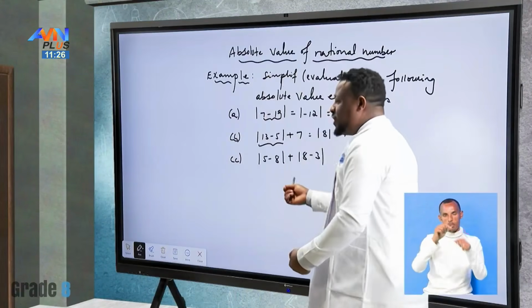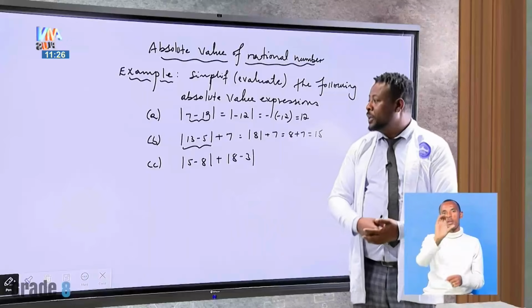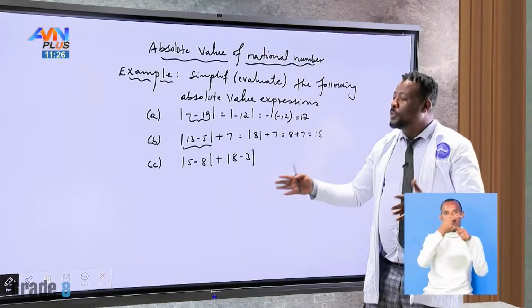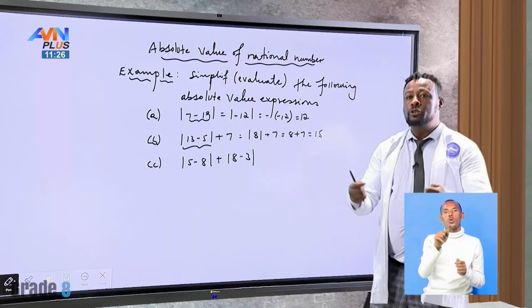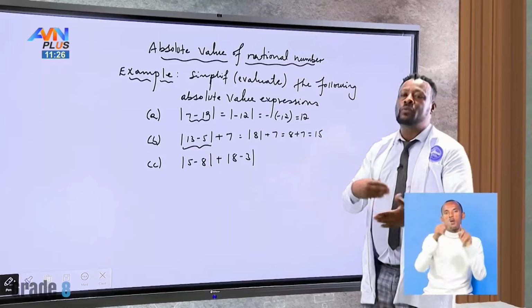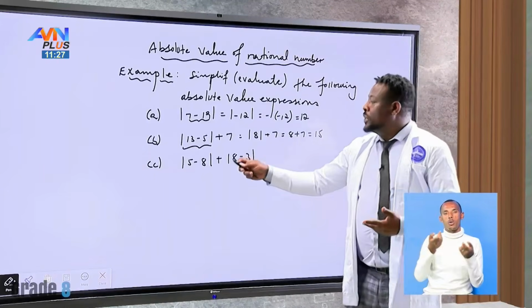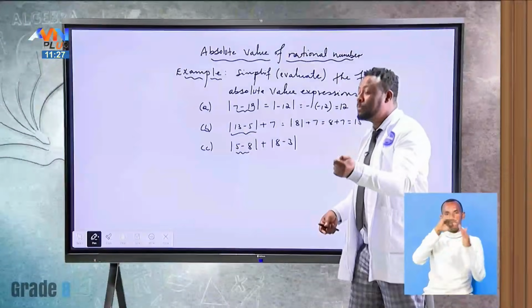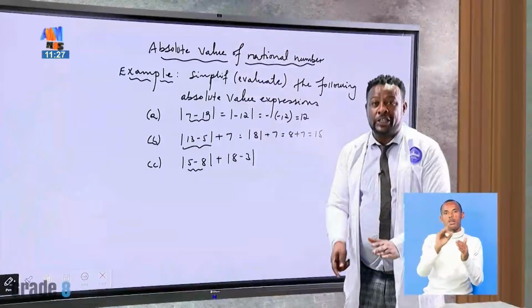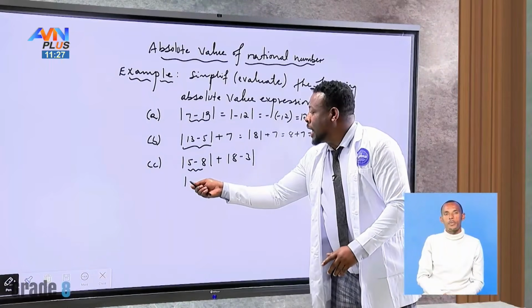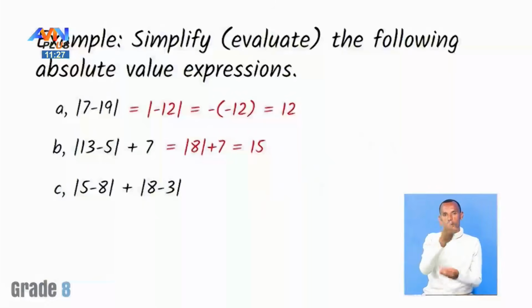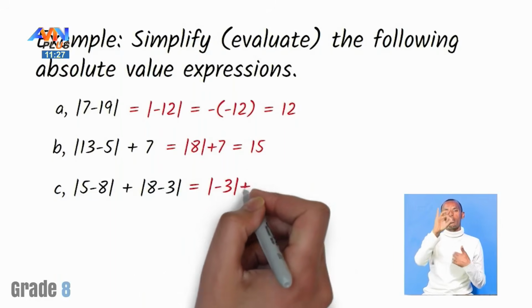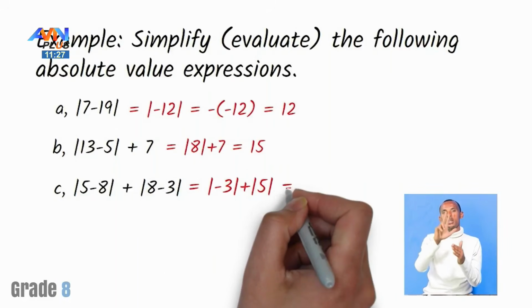When we come to the C part, we have two different absolute values, okay? You need to evaluate those absolute values separately. In the first absolute value, we have 5 minus 8. 5 minus 8 is minus 3. So you need to write the absolute value of minus 3, plus, in the second absolute value, we have 8 minus 3. 8 minus 3 is obviously 5.